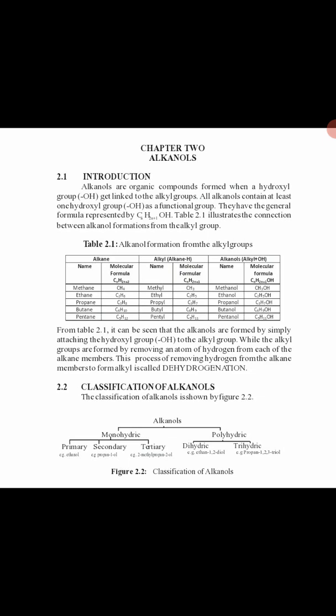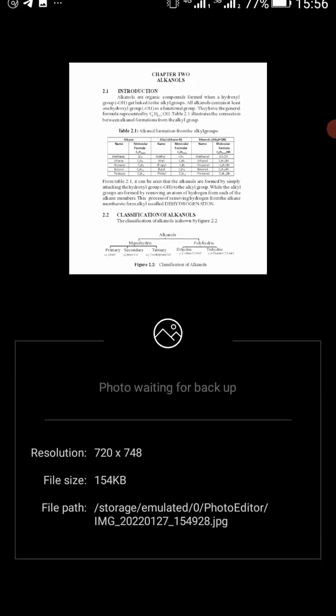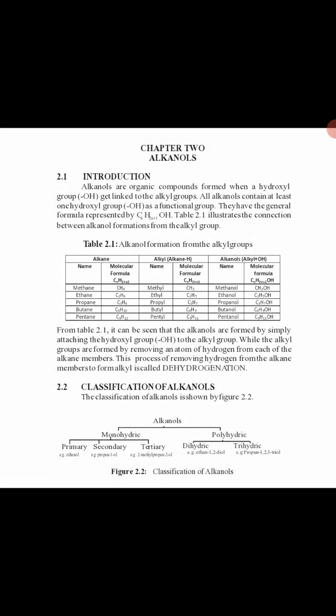So the general formula for alkanols is CnH2n+1OH. C subscript n, H subscript 2n plus 1, then you have OH.